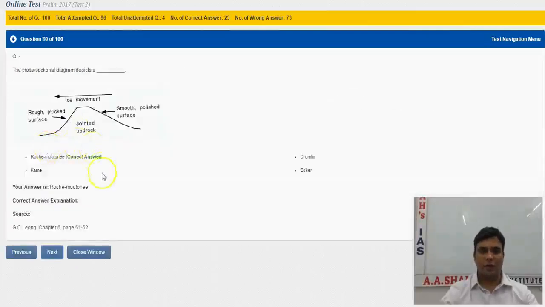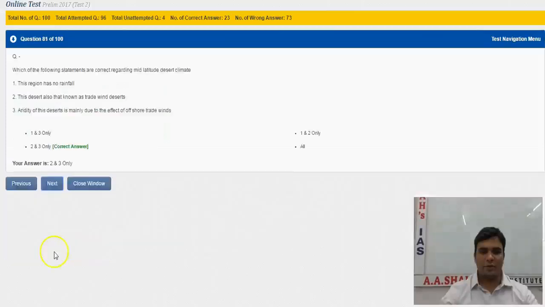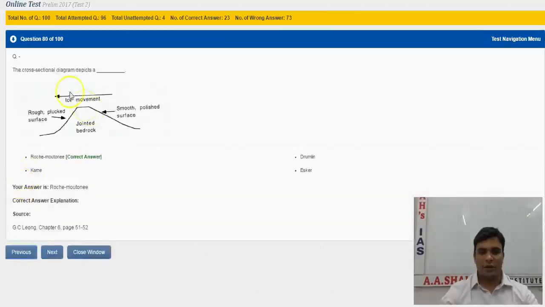Again, there is a question on temperature gradient, and there's again a question on Roche Mountains. All these things are readily available in your NCRTs, readily available in your coaching Leongs. See, mental imageries will always help you.